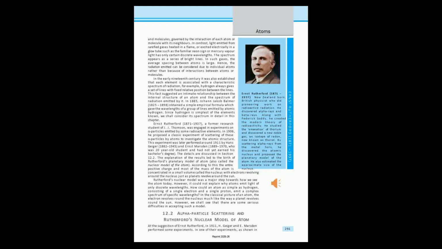Alpha particle scattering and Rutherford's nuclear model of atom. At the suggestion of Ernst Rutherford, in 1911, H. Geiger and E. Marsden performed some experiments. In one of their experiments, as shown in figure 12.1.